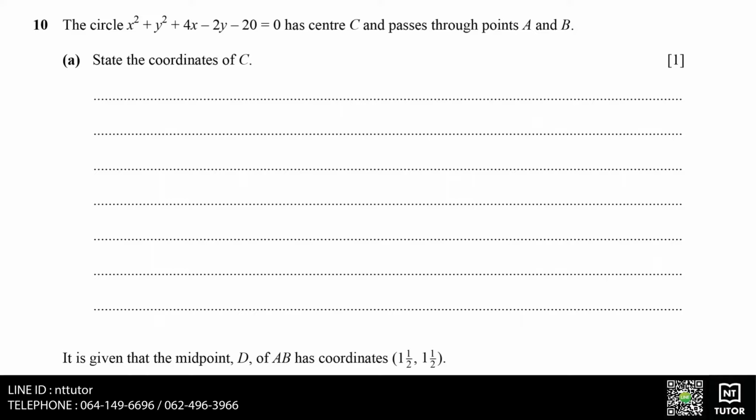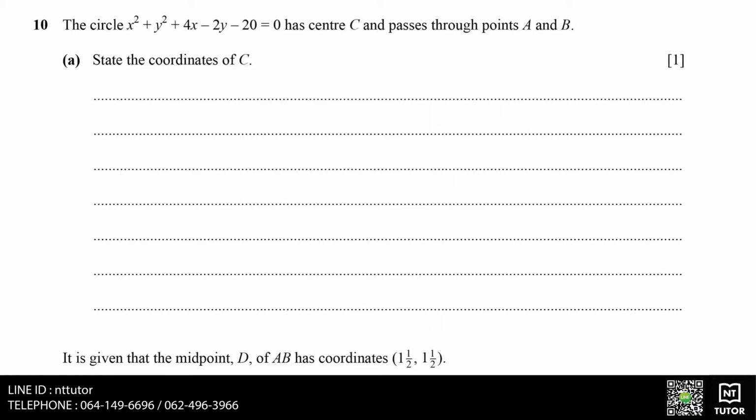The circle x squared plus y squared plus 4x minus 2y minus 20 equals 0 has center C and passes through points A and B. A. State the coordinates of C.